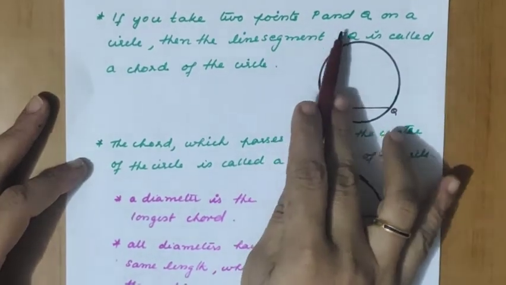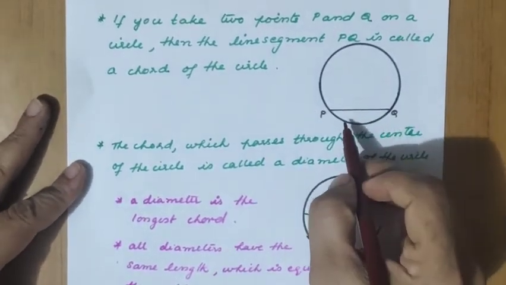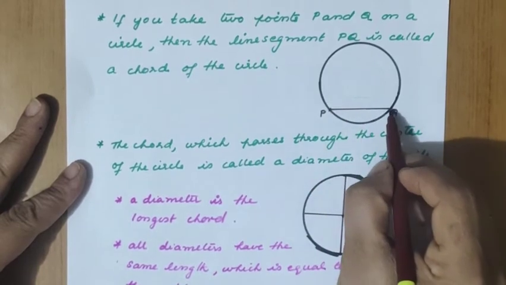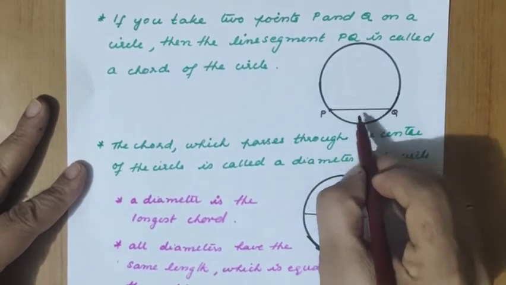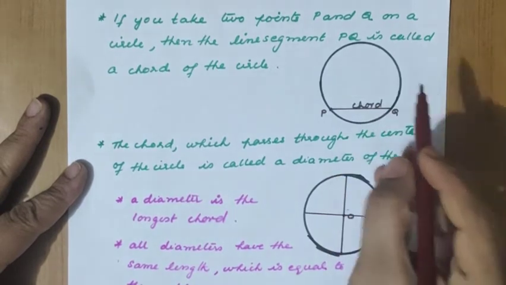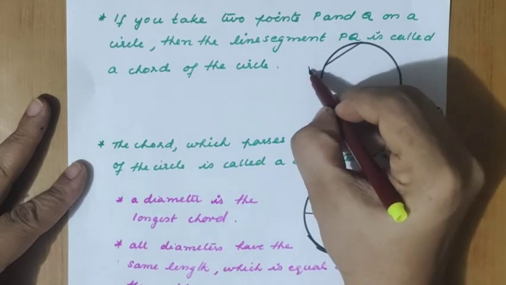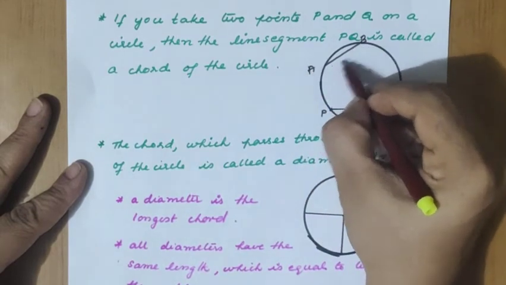If we take 2 points P and Q on the circle, then the line segment PQ is called a chord. So we have taken a point P and a Q on the circle and joined them. What is the name for this one? It is called a chord. A chord is also a line segment only. Anywhere in the circle, if you are joining 2 points, A and B, then AB is called a chord of the circle.